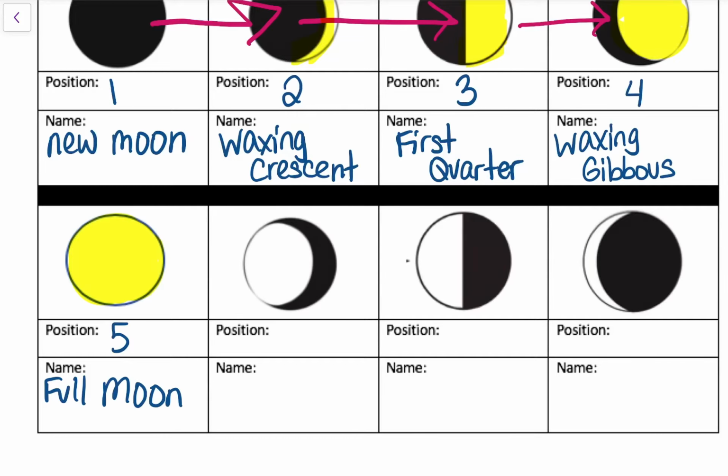So after a full moon, the next position, the sixth position or sixth moon phase, is when the light starts to go away. We call this a waning gibbous. And in a waning gibbous, the darkness starts to show up. And we have a little bit of darkness coming in on the right side.